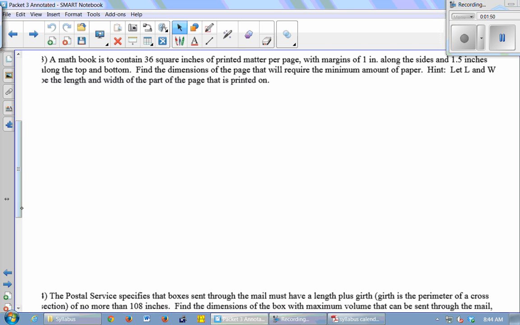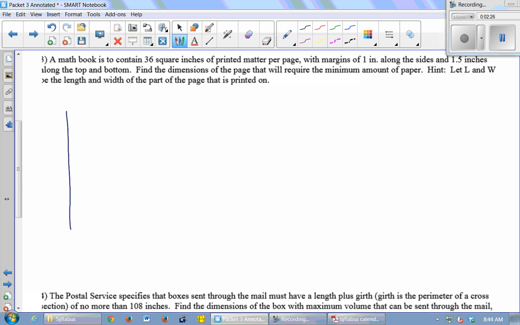So here's our first example. We have a math book. It's to contain 36 square inches of printed matter on each page. And margins are supposed to be 1 inch along the sides, 1.5 inches along the top and the bottom. We want to find the dimensions of the page that will require the minimum amount of paper so that we can still get 36 square inches of text on a page and have the appropriate margins. So we're going to let L and W be the length and width of the part of the page that is printed on. So we should start by drawing a picture.